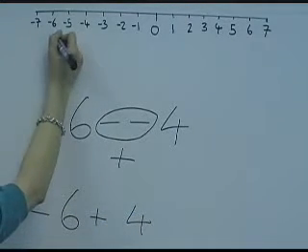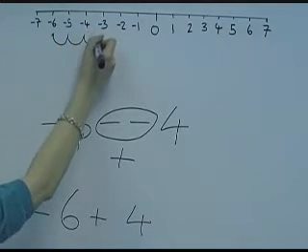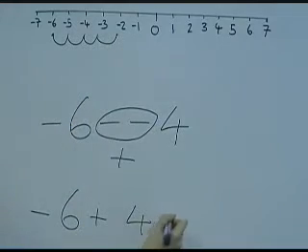Using my number line, I start at negative 6 and I move up the number line 4 spaces because I'm adding on 4, so I end up at negative 2.